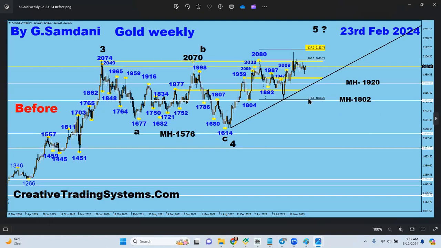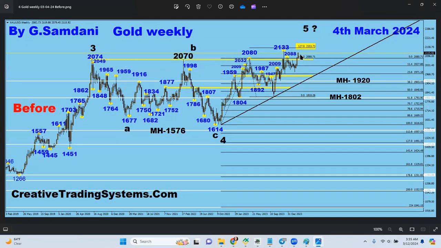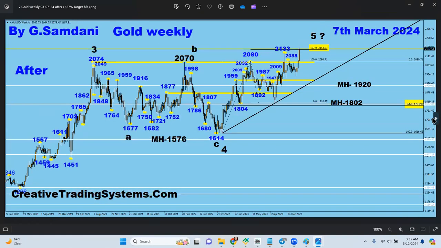It came down a little bit to 1987, and then it started to go up, right? This is 23rd February, and then boom, for March 4th, and we end up like this on March 7th. We hit this target. This is like the extension level from here to here. But there is another extension level. This is between wave 3, 4, and that should be also 127. Right, extension for wave 5.